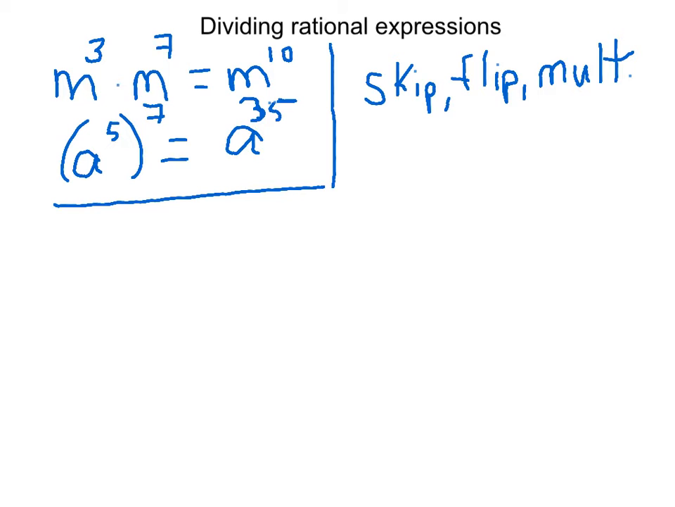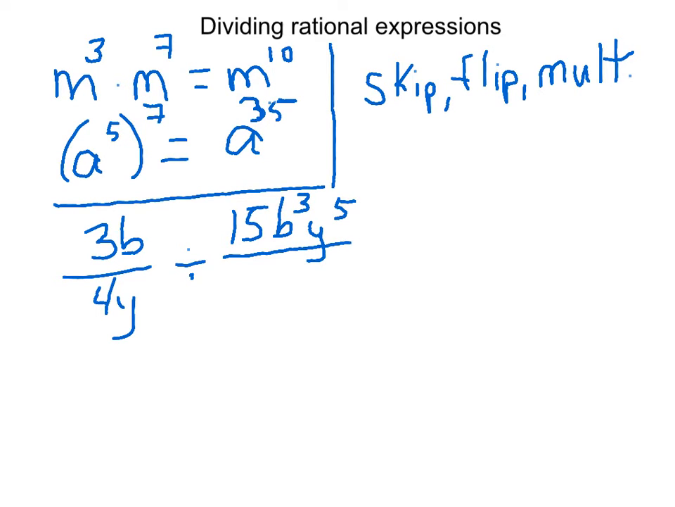Alright, so here's our first example. 3b over 4y divided by 15b cubed y to the 5th over 8y. So we need to divide these guys. The skip, flip, and multiply, they call it skipping as the first step. I think of it as rewriting. So we're going to rewrite our first term, not equation, term.